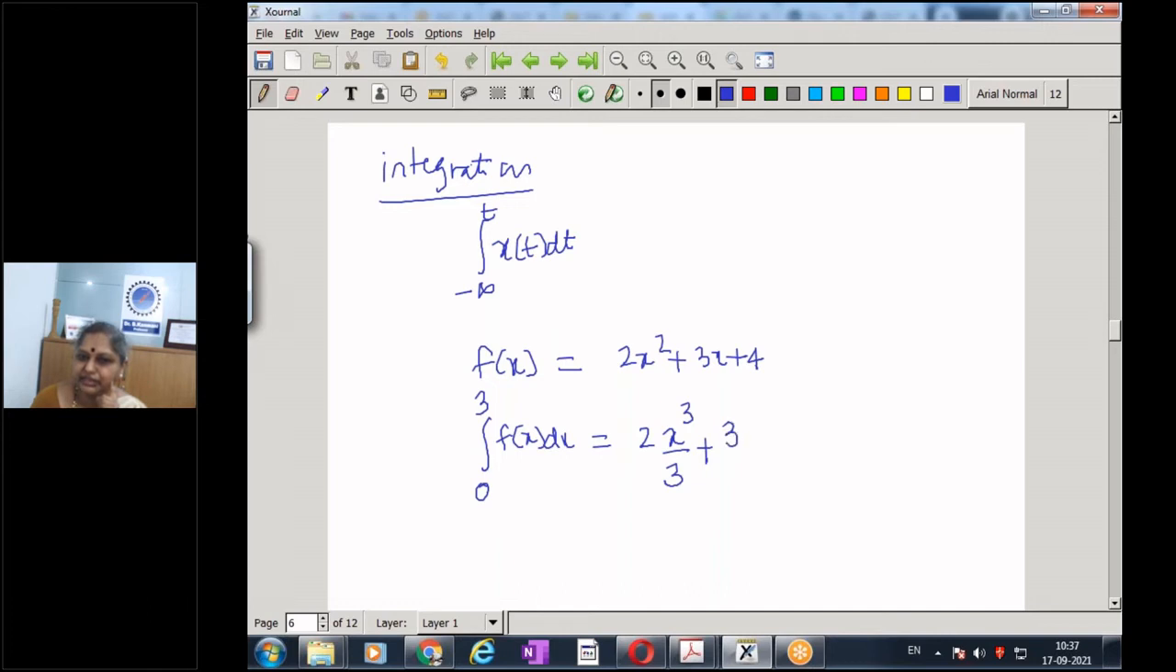Integral of x? X square by 2. Very good. Plus 4x, and in the limits 0 to 3. And all are giving the answer as 87 by 2. I will not verify; I know you would have done it correctly.